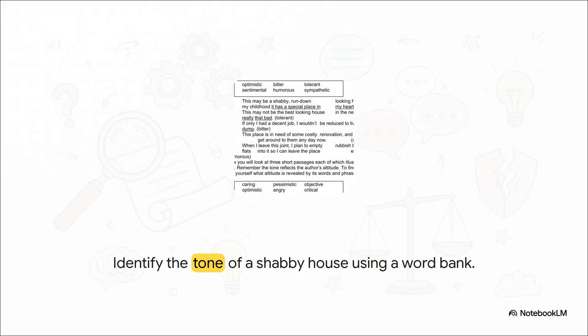So to be a master reader, you really have to learn to look past the literal definitions of words. You're hunting for the author's hidden attitude. For example, look at words like sentimental, tolerant, bitter, optimistic, and humorous. All of these completely different statements can describe the exact same thing, a shabby house. By training yourself to spot these specific phrases, it's like a giant puzzle. You can suddenly see how the author is dictating the emotional reality of the text.